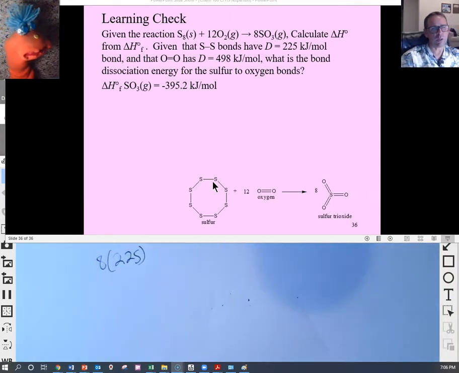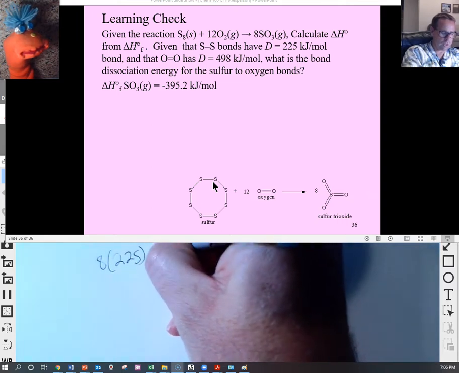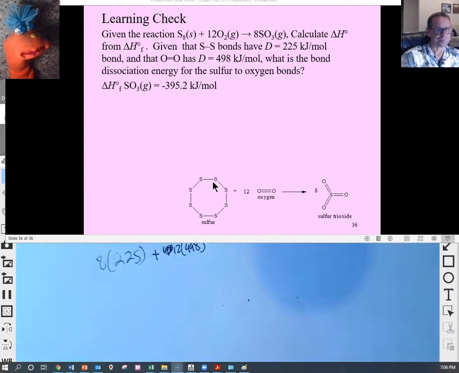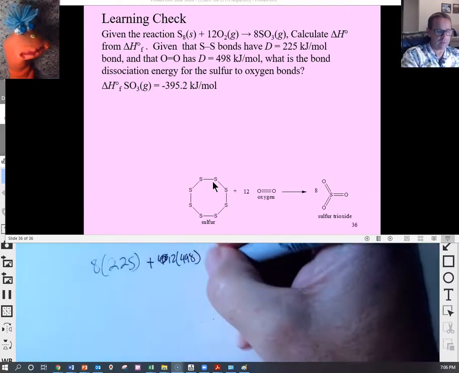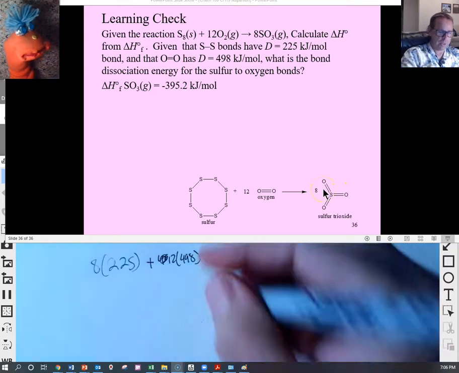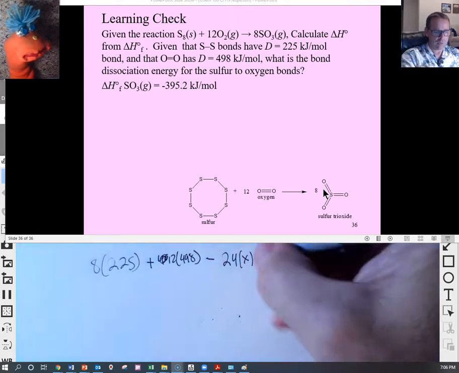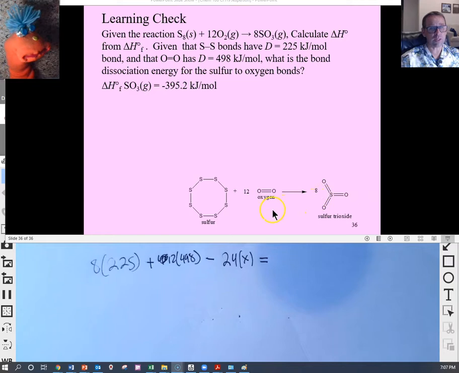What about the oxygen-oxygen double bonds? 498. And we're going to break how many? Oh, 12 of those, it says. That's right. So plus 12 times 498. Okay? And now that minus the bonds formed, how many sulfur-oxygen double bonds are going to be forming? 3? Well, it's 8 times 3, right? Oh, 24. That's right. So minus 24 of these sulfur-oxygen bonds. And that is going to equal the delta H for this reaction.